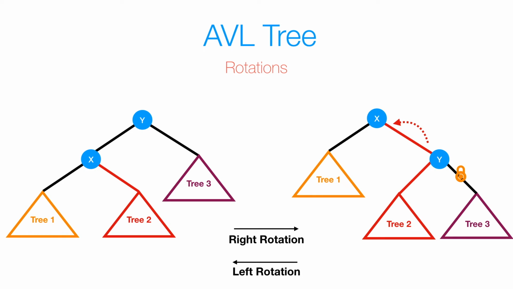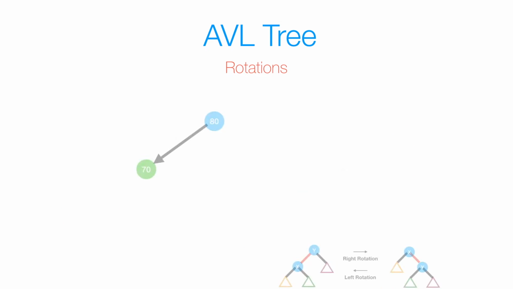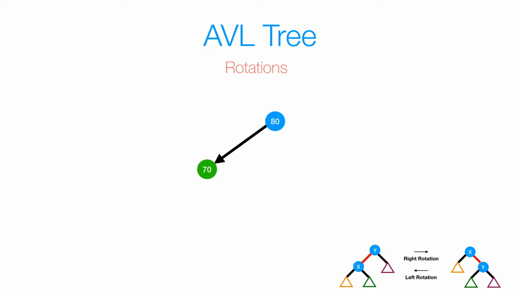Now let's take a look at some insertions and how they result in imbalances and see how we can use either a right rotation, a left rotation, or both to fix these imbalances. So here we have the nodes 80 and 70. And we'll first start by working out the heights of these nodes. So 70 has a height of 0, and 80 has a height of 1. It has a height of 1 because it has one edge in its deepest leaf path. Now let's insert the node with value 60.